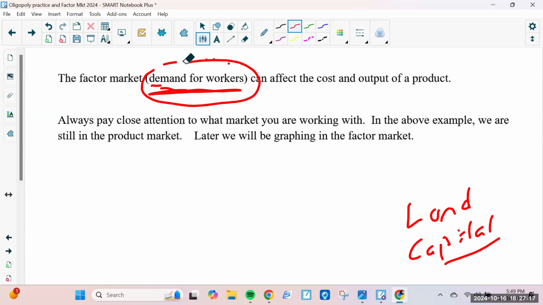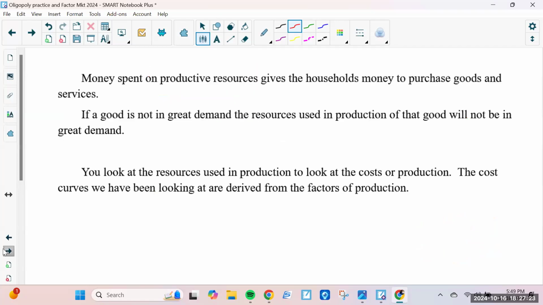Okay. Again, always pay attention to what market you're in. It's easy to be confused whether or not you're in the product market or the factor market, and you'll see that in just a few minutes here. All right, so one thing to understand is that anytime money is spent on productive resources, households then use that money to purchase goods and services.